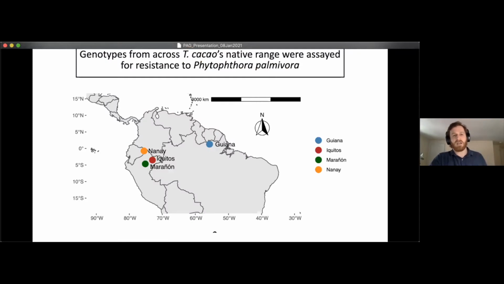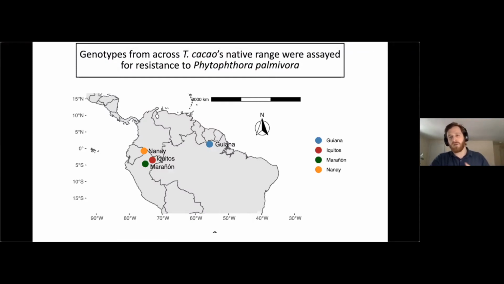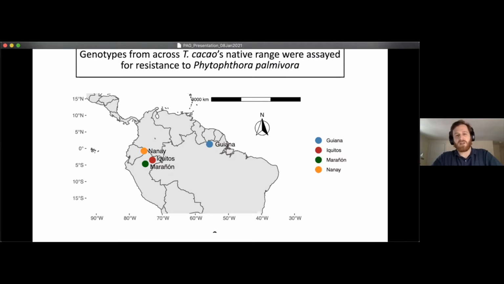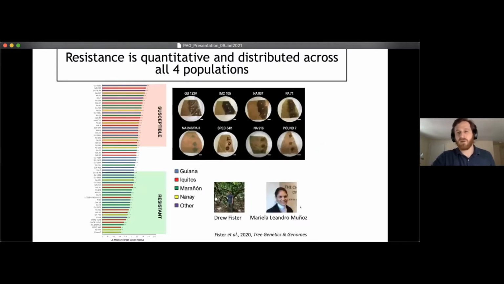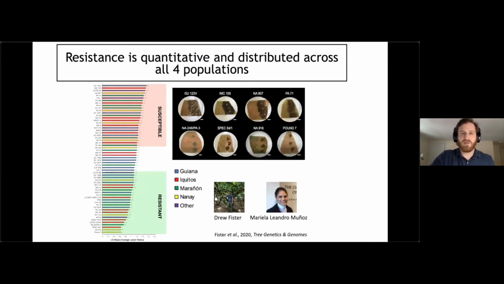So to start this, we assayed genotypes from a number of populations across cacao's native range. We're again looking at resistance to Phytophthora palmivora. Here, the populations that we looked at were Guyana, Iquitos, Marañón, and Nanay. And here I'm showing you their presumed centers of origin. And the phenotyping was done by a former postdoc in the lab, Drew Pfister, as well as a researcher at Cartier, Mariela Leandro Munoz.